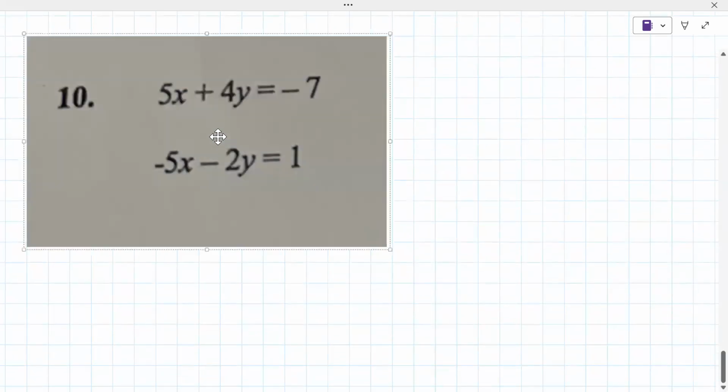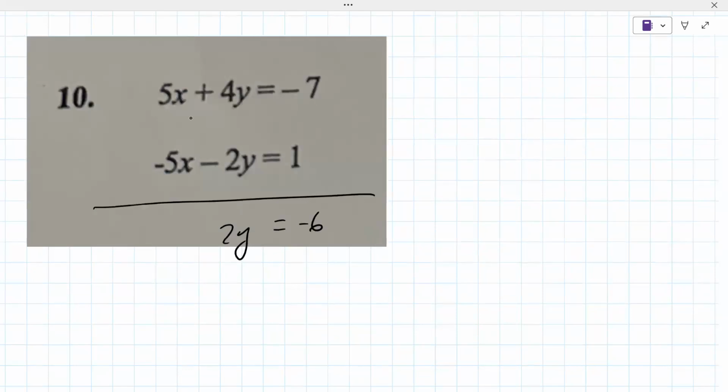Which variable are you going to eliminate? The first one, because it's already done for me. That's right. So it ends up being 2y equals -6. Y equals -3. Okay. And then which equation are you drawn to solve for x? The top one or the bottom one? The top one. Okay. So go ahead and solve for x, please. And then x equals -3.